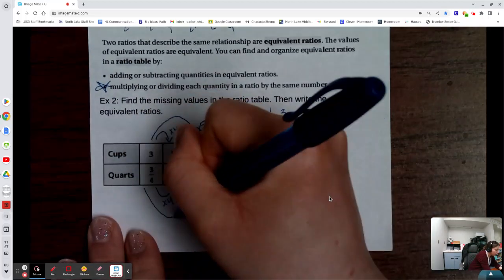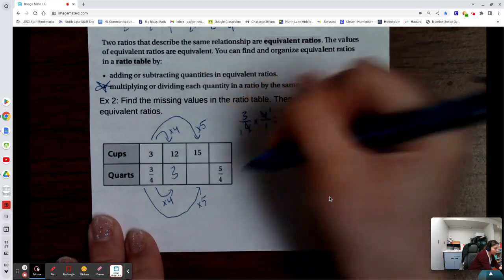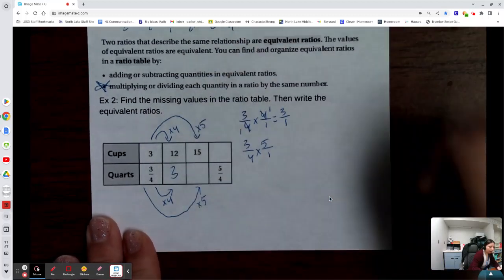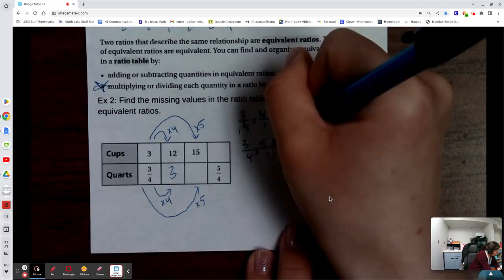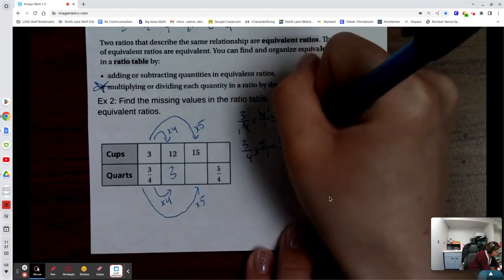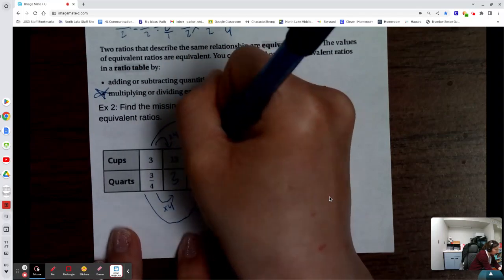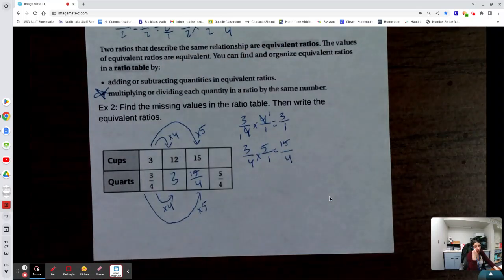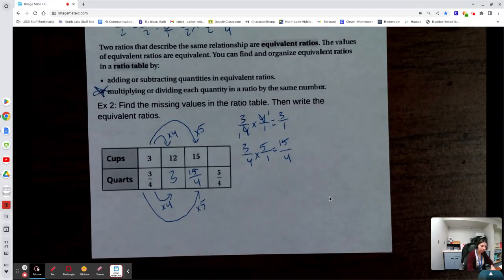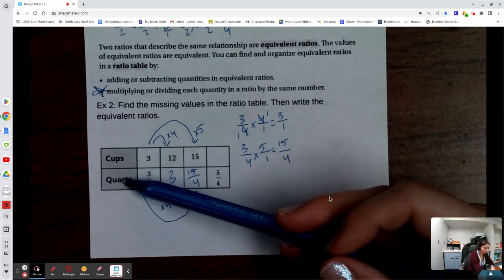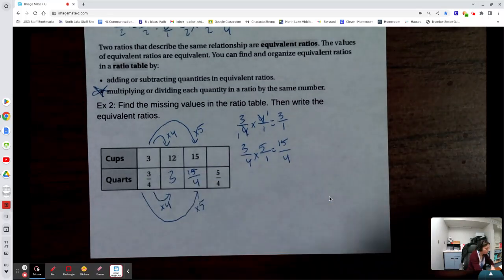So I'm going to do the same to the bottom. 3/4 times 5. Again, I'm going to do that off to the side. Remember to give it a denominator of 1. 3 times 5 is 15, and 4 times 1 is 4. Now, I know almost all the time I ask you to rewrite something as a mixed number, but oftentimes in ratios, we actually like to use improper fractions instead. So when there are 15 cups, there are 15 quarter quarts, 15 over 4 quarts.